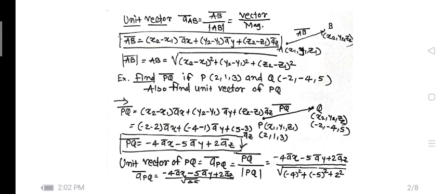So simply by putting the values, minus 4 a bar x minus 5 a bar y plus 2 a bar z divided by under root, minus 4 bracket square plus minus 5 bracket square plus 2 square. So final answer of this is a bar PQ is equal to minus 4 a bar x minus 5 a bar y plus 2 a bar z divided by under root 45.